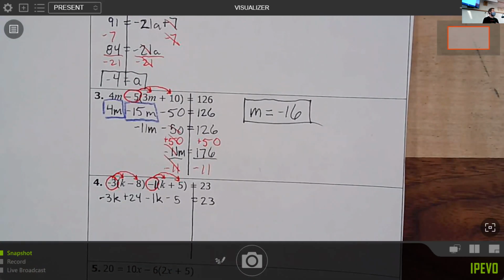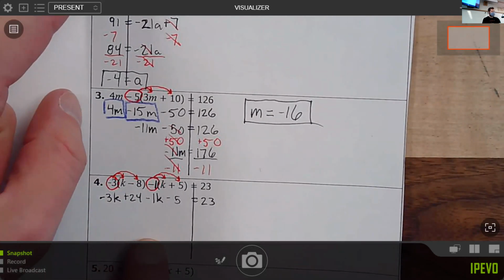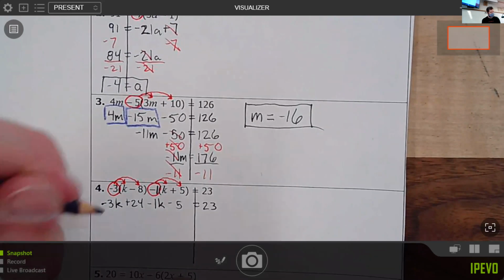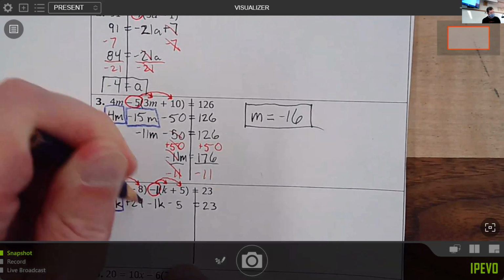So we distribute, our parentheses are gone. That's a good thing. We can't have parentheses if we're going to try to solve this. So the next thing we need to do, if we can, is to combine like terms. And I do see like terms because now number 4 looks a lot like number 1 did. So I see 2 terms with k, and I see 2 terms that are regular numbers. So I'm going to identify my terms with k. So I have a -3k, and I have a -1k.